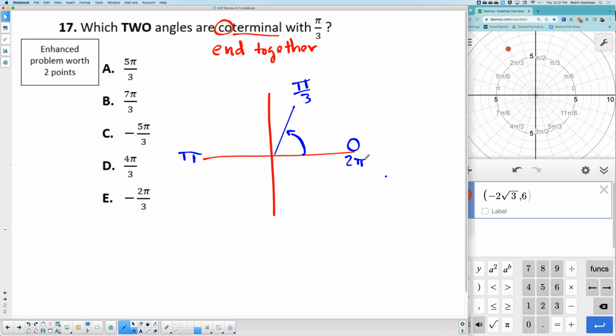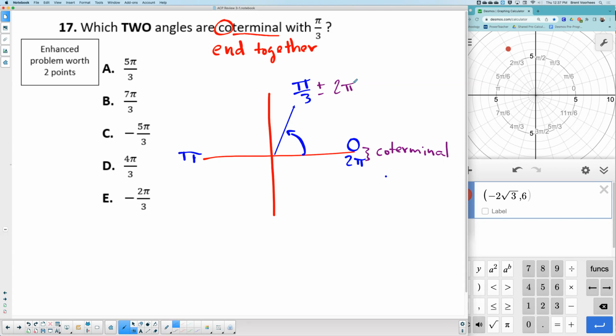Okay, so an example of coterminal are these two. 0 and 2 pi end together. They're different math numbers, but they end together. And that also is the formula for how to find coterminals. You either add or subtract a full circle, which in this case is 2 pi.